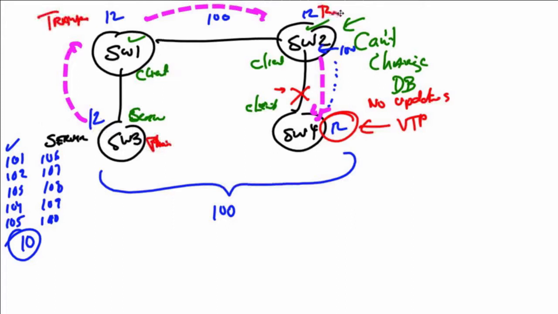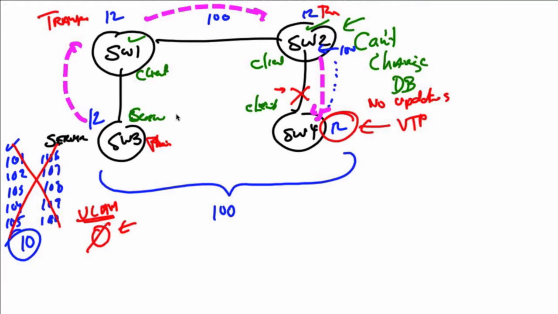So SW1, SW2, and SW3 are now transparent switches. Now that means that the VLAN database is going to be okay, but notice our revision number, like I said, is going to go to 0. Now what ends up happening is that these databases, or this revision number, are not going to be propagated because remember, they're all transparent.